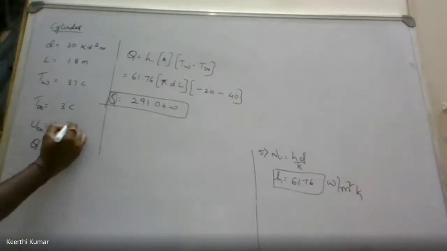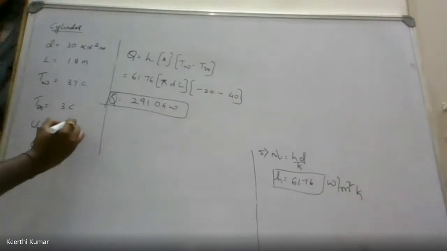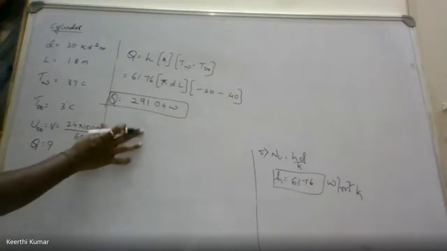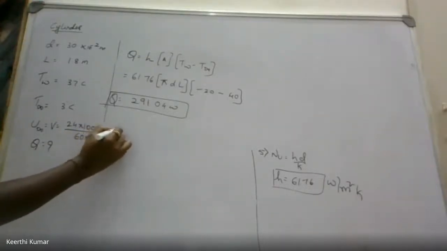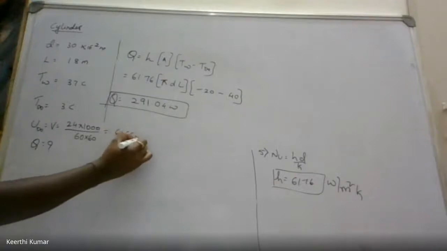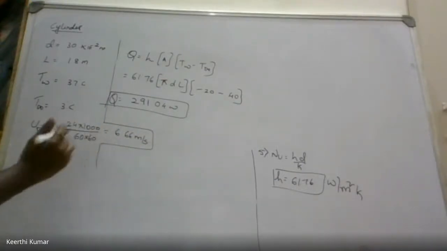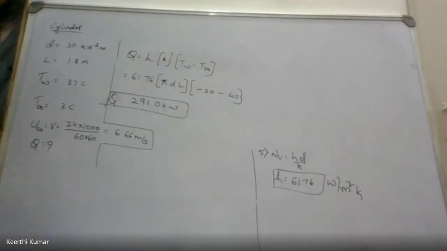Velocity: he has given 24 kilometers per hour. So 24 × 10,000 divided by 60 × 60. So we will get U infinity as 6.66 meters per second. So the wind is blowing at this speed. What is the Q? Can you find out this Q for this problem?